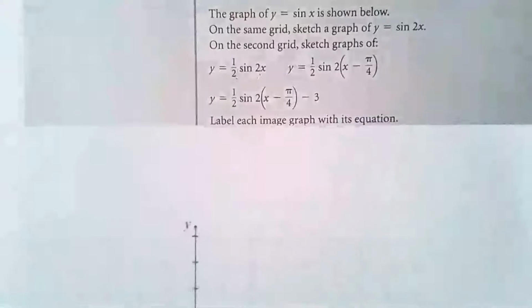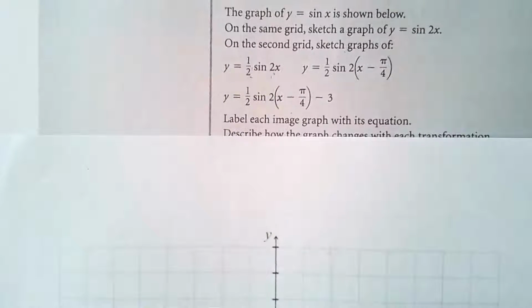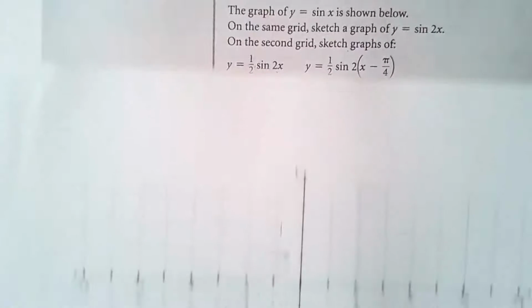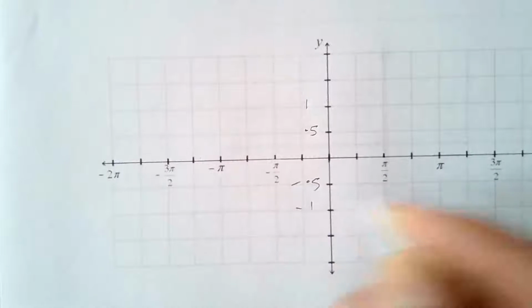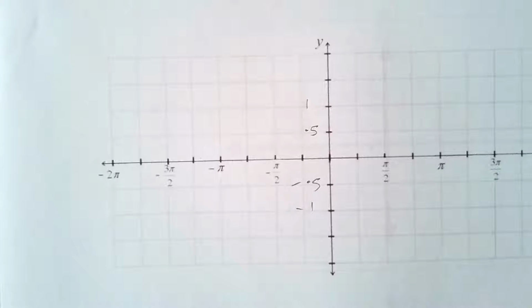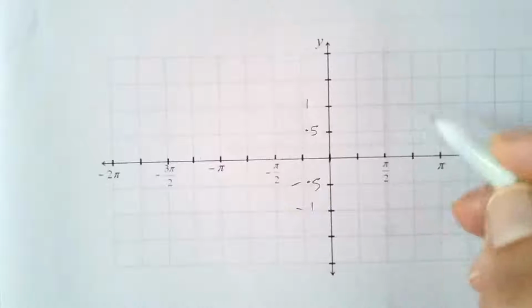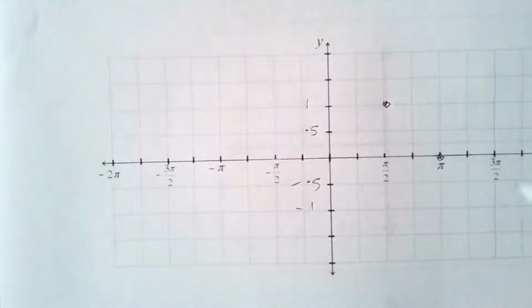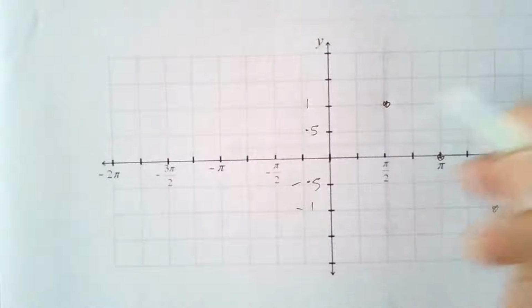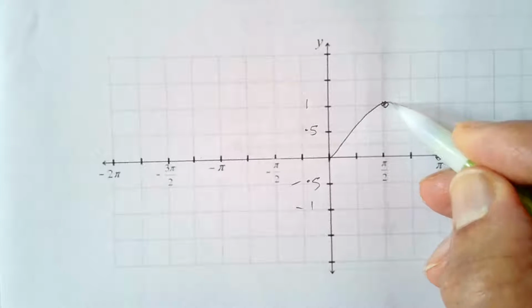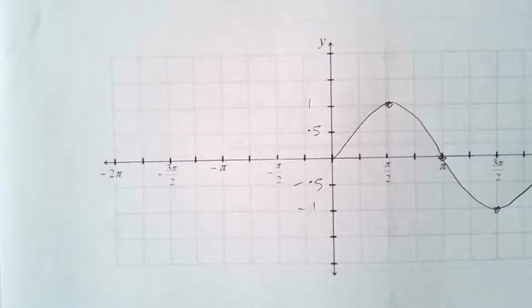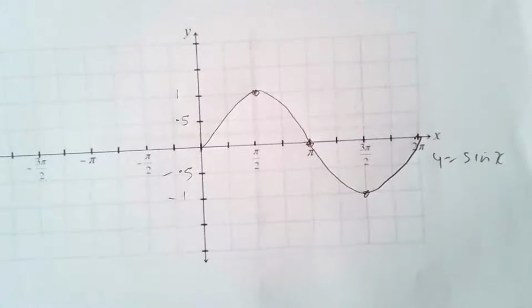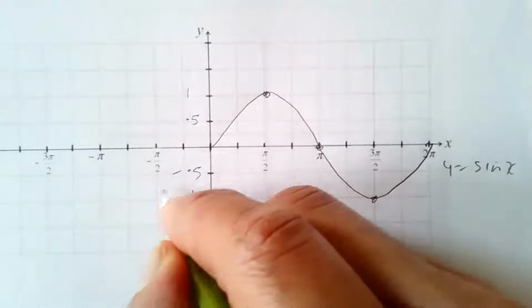So if I were to redo that on a graph such as this, if I have 0.5, 1, negative 0.5, negative 1, and 2 pi, this would be your standard graph, y is equal to sine x. Now this continues.